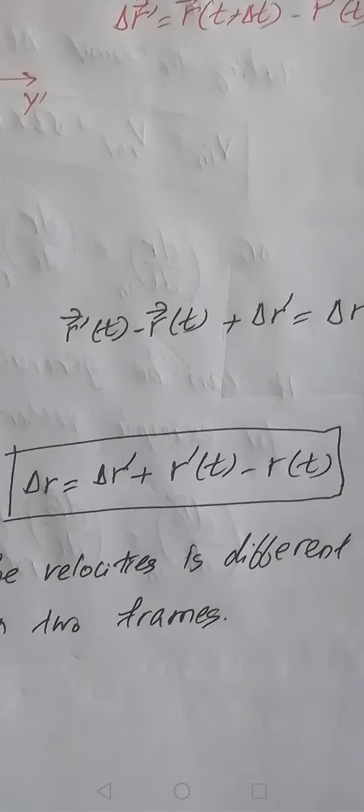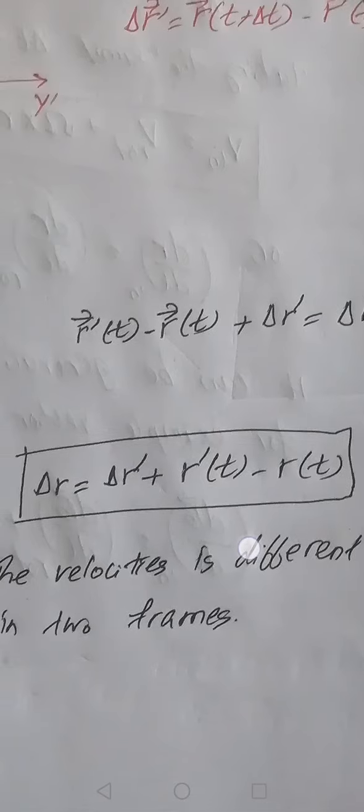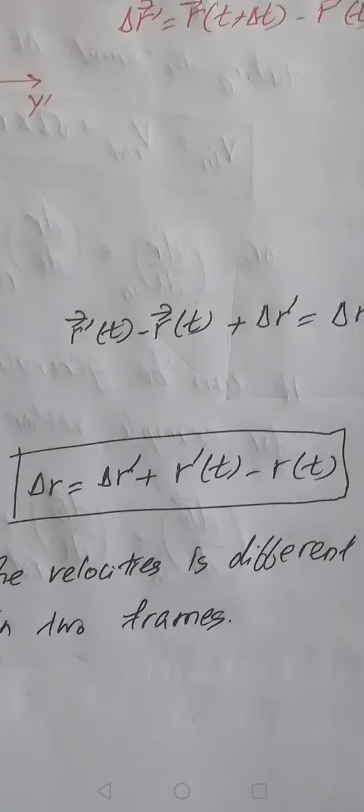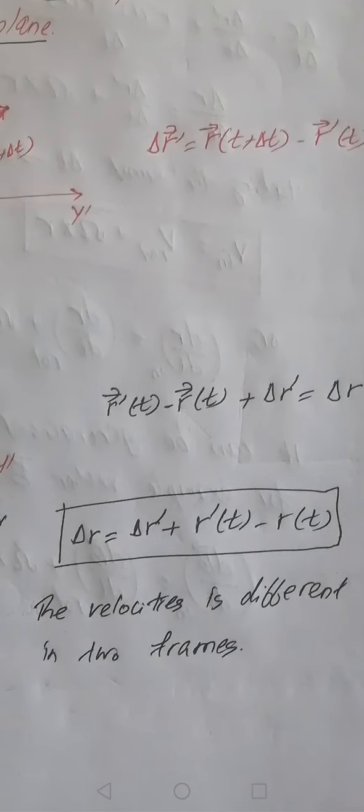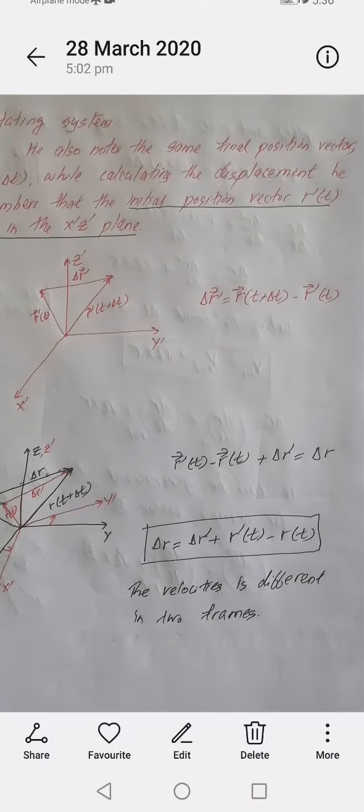Therefore delta r and delta r prime are not the same in a rotating frame. It is only due to r prime of t minus r of t, but r prime of t minus r of t arises due to rotation. Suppose there was no rotation, r prime of t would be equal to r of t and delta r would be delta r prime. Is it clear? Okay, so what we can say, another way, is that the velocities are different in the two frames since the displacements are different, right? Let us do a little more.